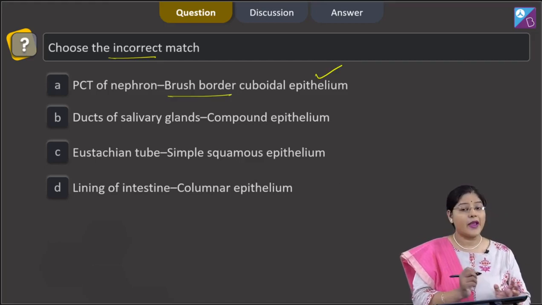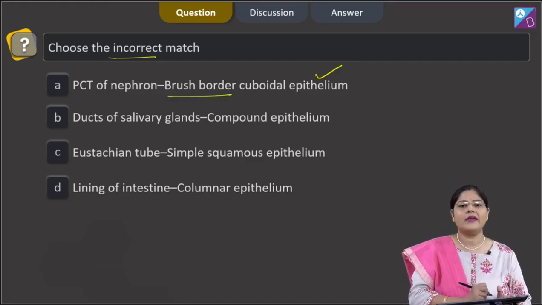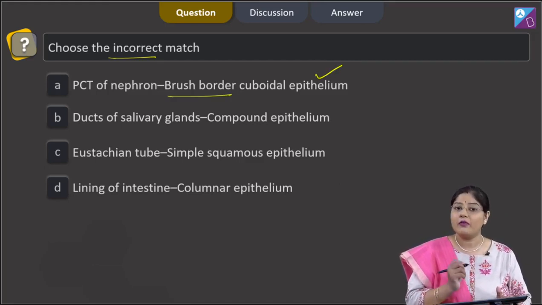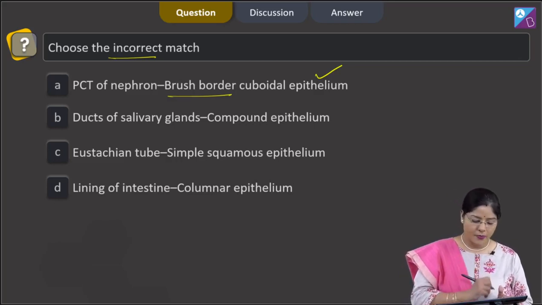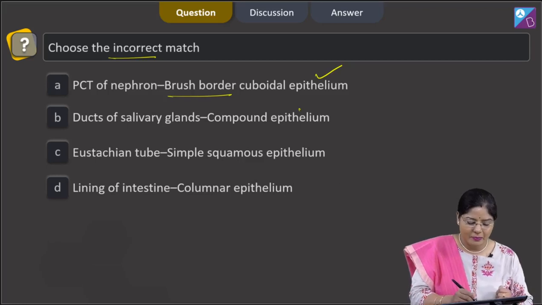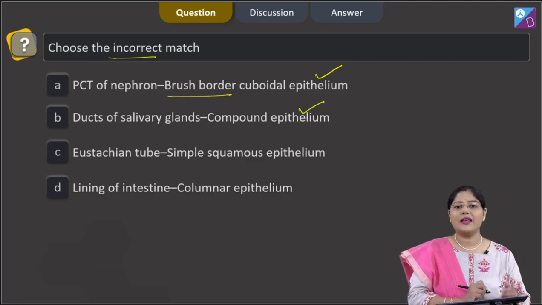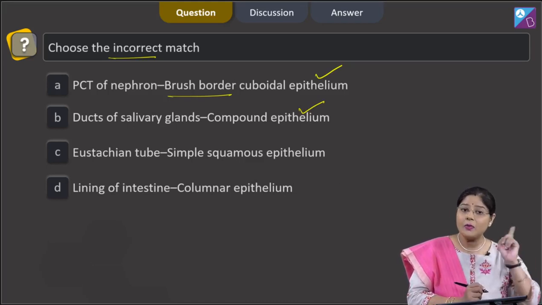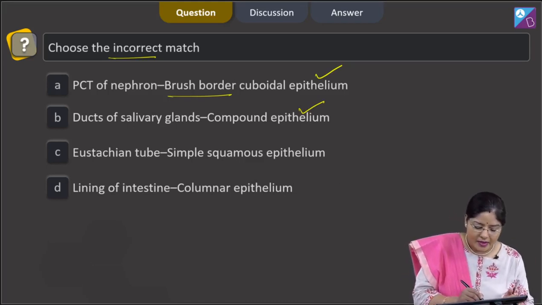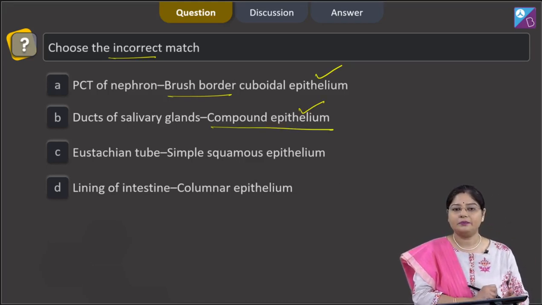Brush border means microvilli are present, and microvilli here increase the surface area for reabsorption. Second option, ducts of salivary glands, compound epithelium. Again, this is a perfect match. Ducts of salivary glands and pancreatic ducts, and on the dry surface of skin and on the moist surface of buccal cavity, compound epithelium is present.